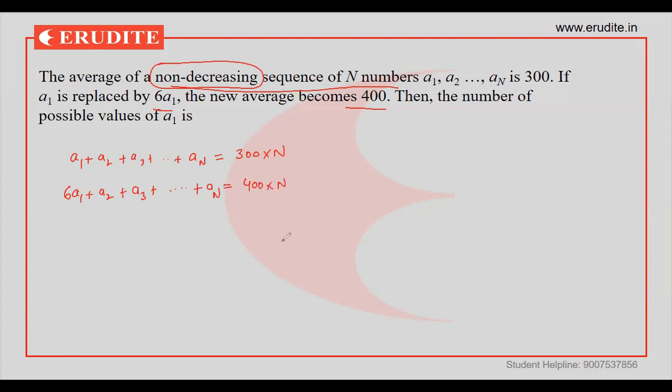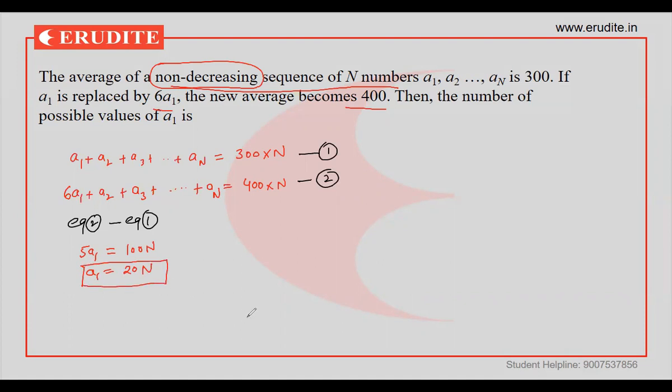So guys, assume that this is the first equation and this is the second equation. Subtract equation first from equation 2. I will get 6a1 minus a1, it will be how much? 5a1 equal to, these terms are going to be cancelled out because they are same. Here 400n minus 300n will be how much? 100n. So a1 will be how much? 20n. So you got a1 as 20n.